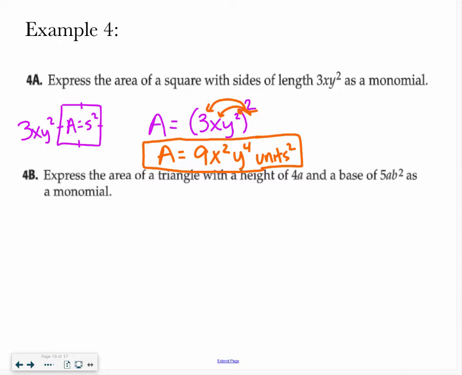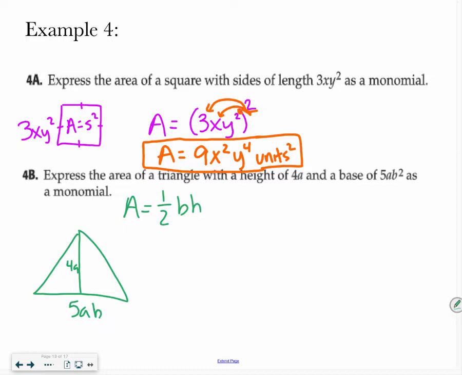Okay? For b, if I want to express the area of a triangle, so remember area of a triangle is 1/2 base times height. And I know my height is 4a, and my base is 5ab squared. What is the answer as a monomial? So I take that, I have area equals 1/2. My base is 5ab squared, and my height is 4a.